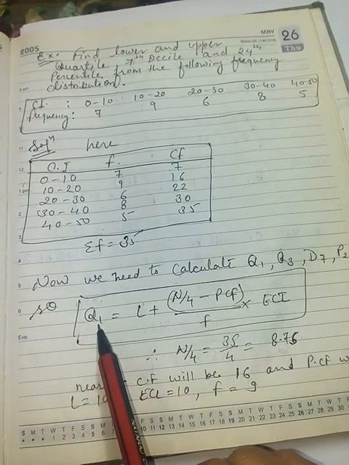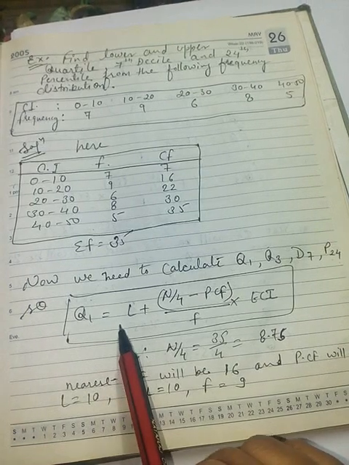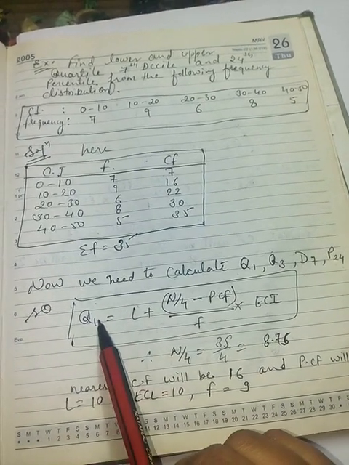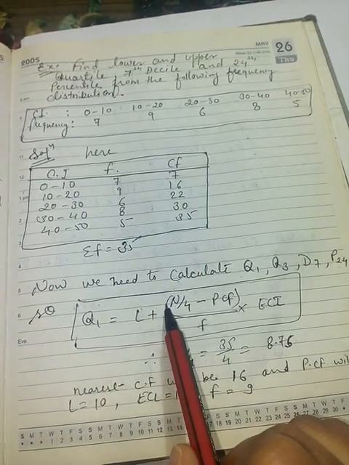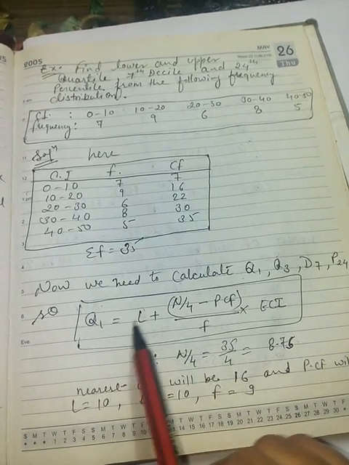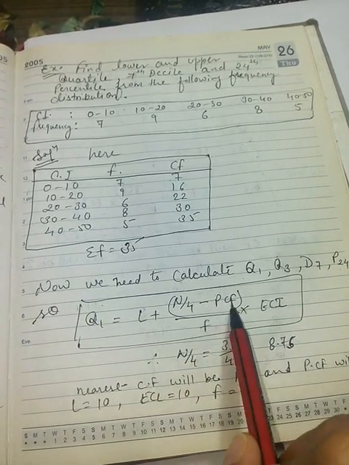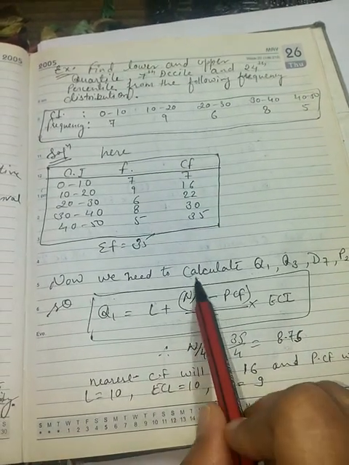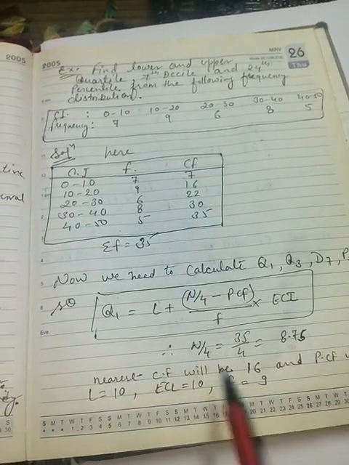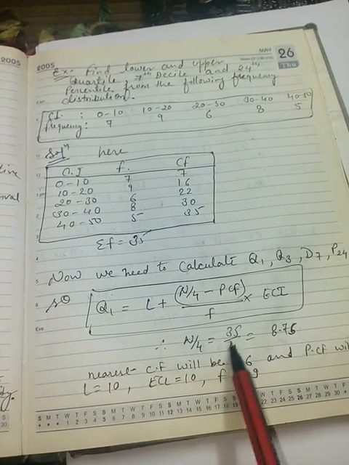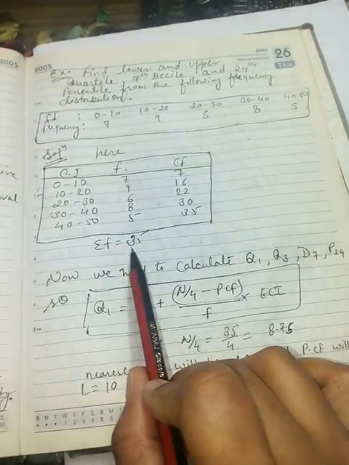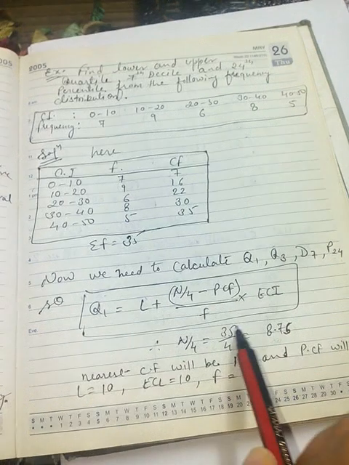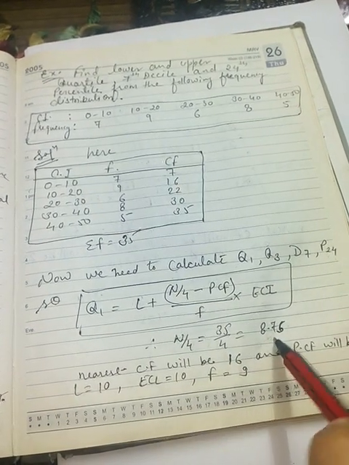So Q1, the first quartile, the formula will be L plus, because we are calculating the first quartile, the i value will be 1. So L plus n by 4 minus PCF upon F into ECI. First we will calculate this term as per the note. So n by 4, where n is the total frequency, which is 35. 35 divided by 4 is 8.75.